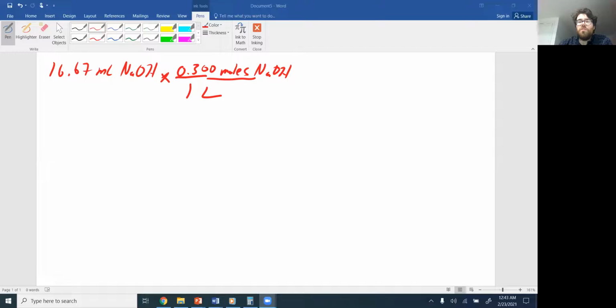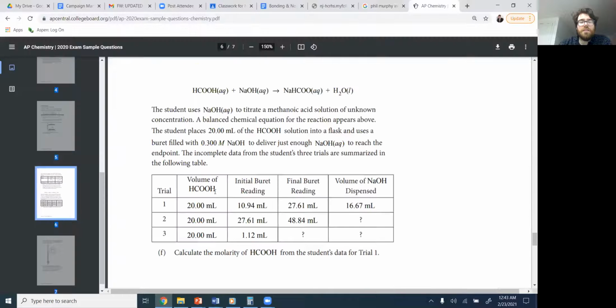We're going to be taking a look at one of the questions from the sample questions from the 2020 chemistry exam. So this is our question. This is the 2020 sample questions, question number 2, part F.